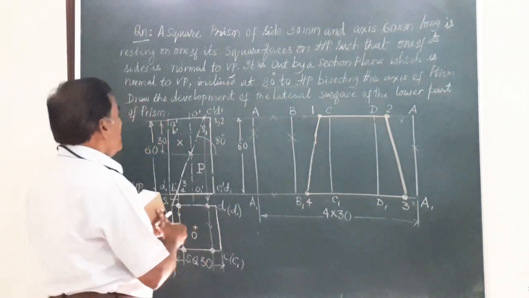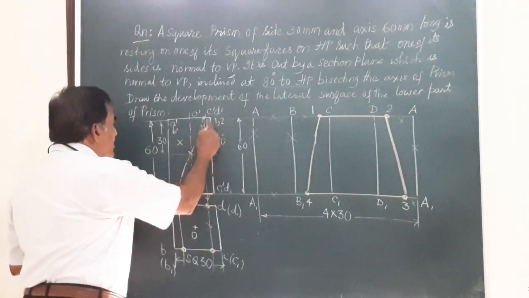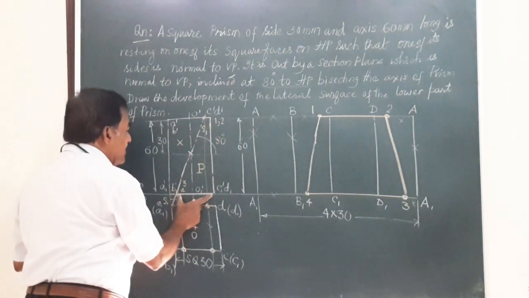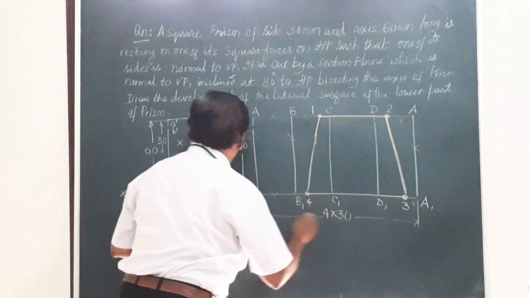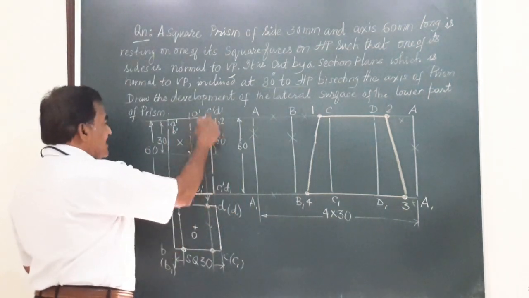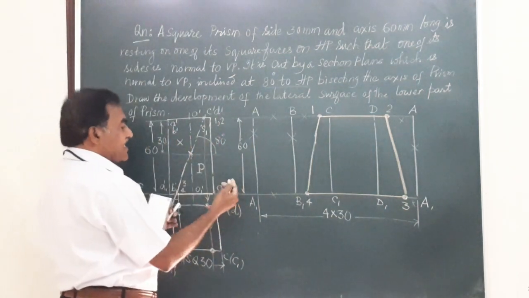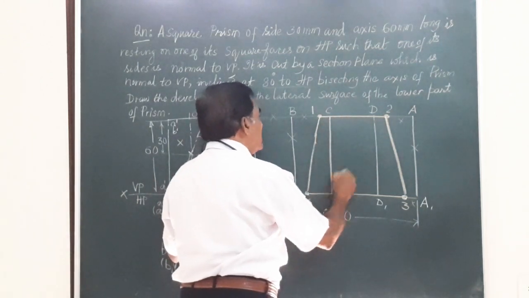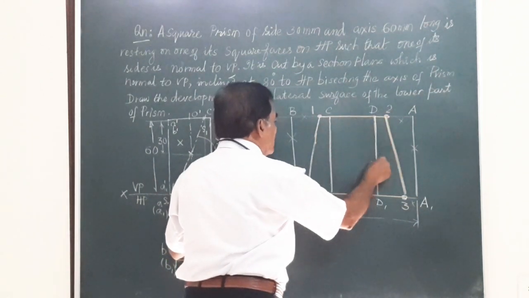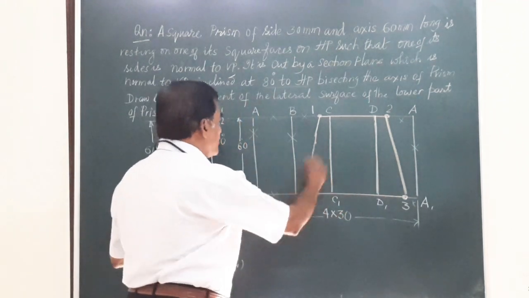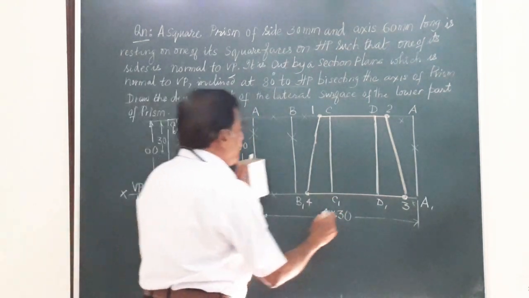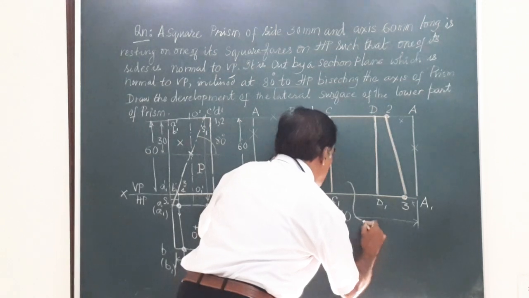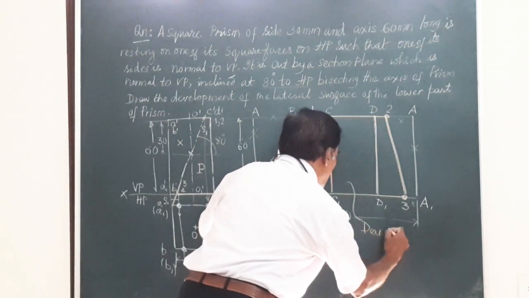And whatever I have shown in color, the 2 vertical edges and this part, and the vertical edges CC and DD are retained in the development. Hence, I darken the edge CC and the edge DD. If you call this part as P, this will give you the development of P.